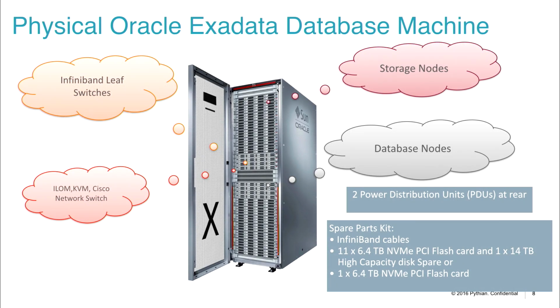Now, physically, the Exadata looks a little bit like this, and it's the storage nodes, the database nodes, and all of the other network components in the ILOM, the KVM, and the InfiniBand leaf switches. Now, the Exadata has two power distribution units in the back, and it also comes with the latest, which is the X8 spare parts. So these are some of the spare parts that the X8 has.